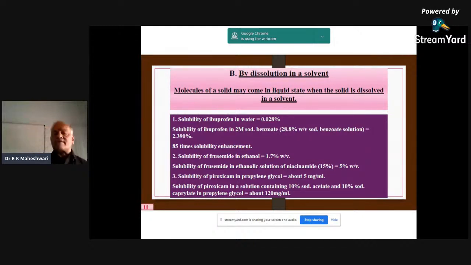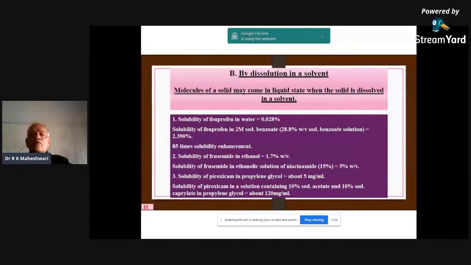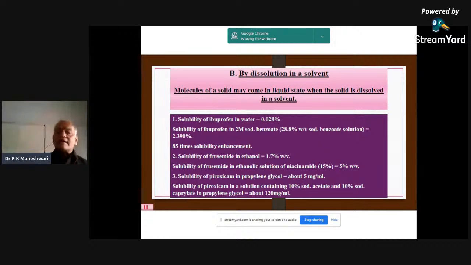Why is there an increase in the solubility? The reason is the molecules of niacinamide, which is solid at room temperature, have come in liquid state after dissolution in ethanol. Now they are involved in hydrogen bonding and weak van der Waals forces with the molecules of furosemide, and that's why there is more dissolution of furosemide in solution.